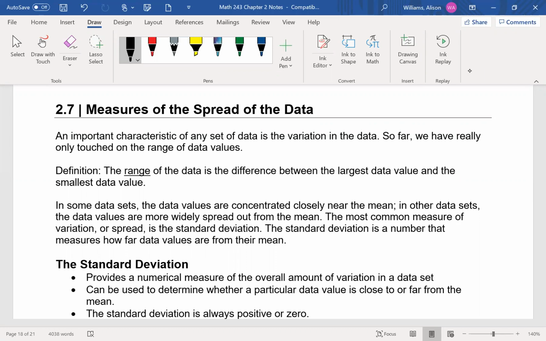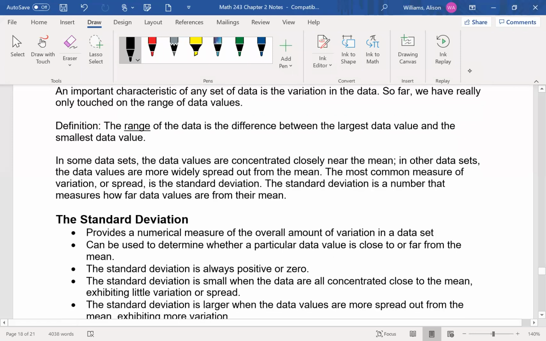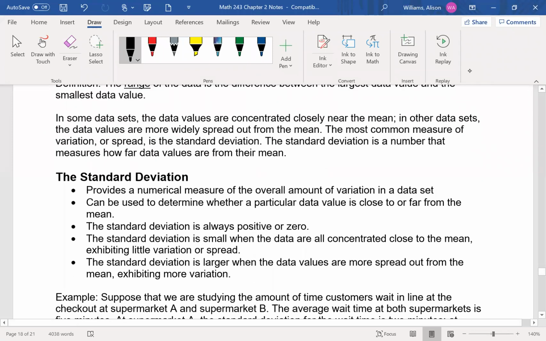That's nice information. And of course, the bigger the range, the more spread out the minimum value and the maximum value are. But it doesn't give us as much information as we'd like. So we're going to introduce this concept called the standard deviation. The standard deviation gives us a numerical measure to look at the overall variation in the data. We use it to figure out if data is close to the mean or far from the mean.